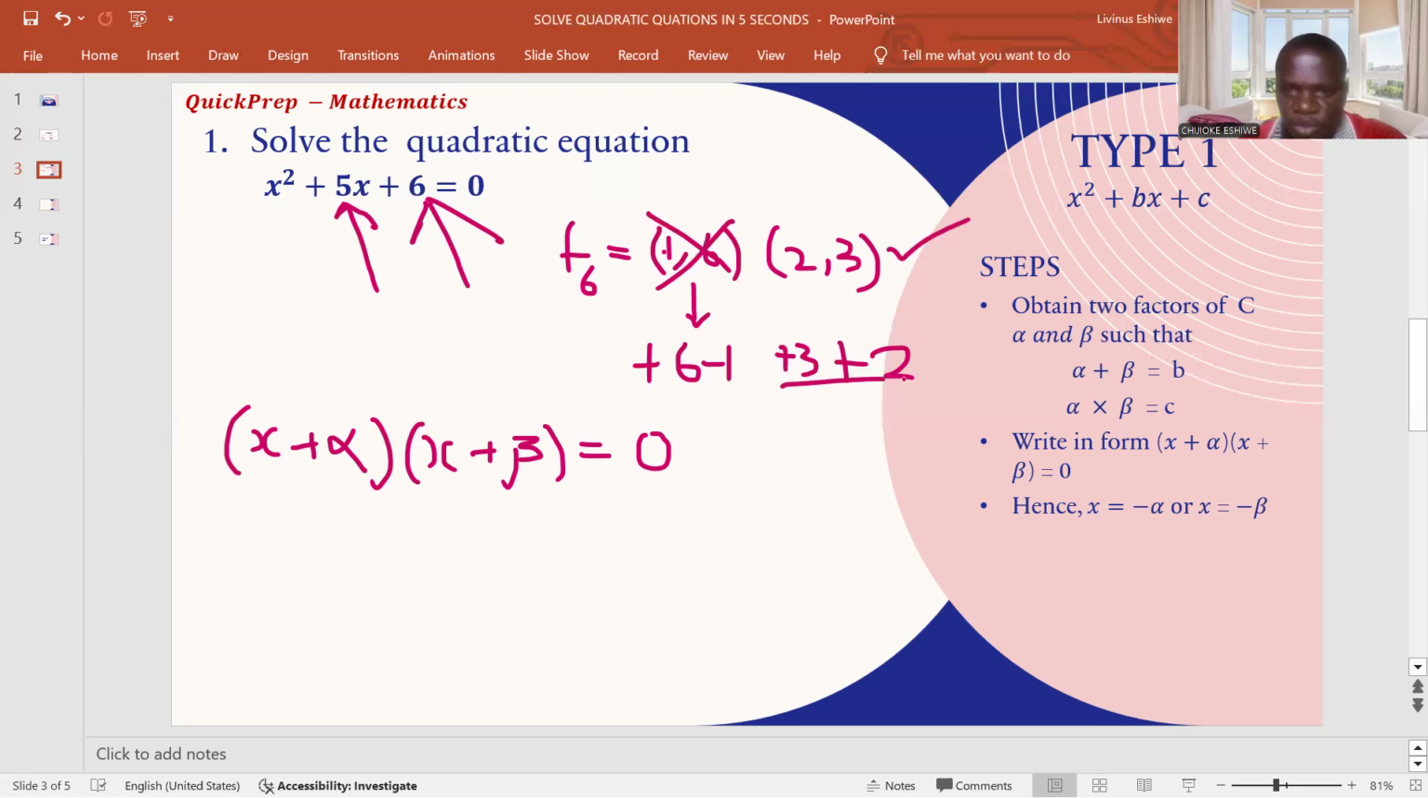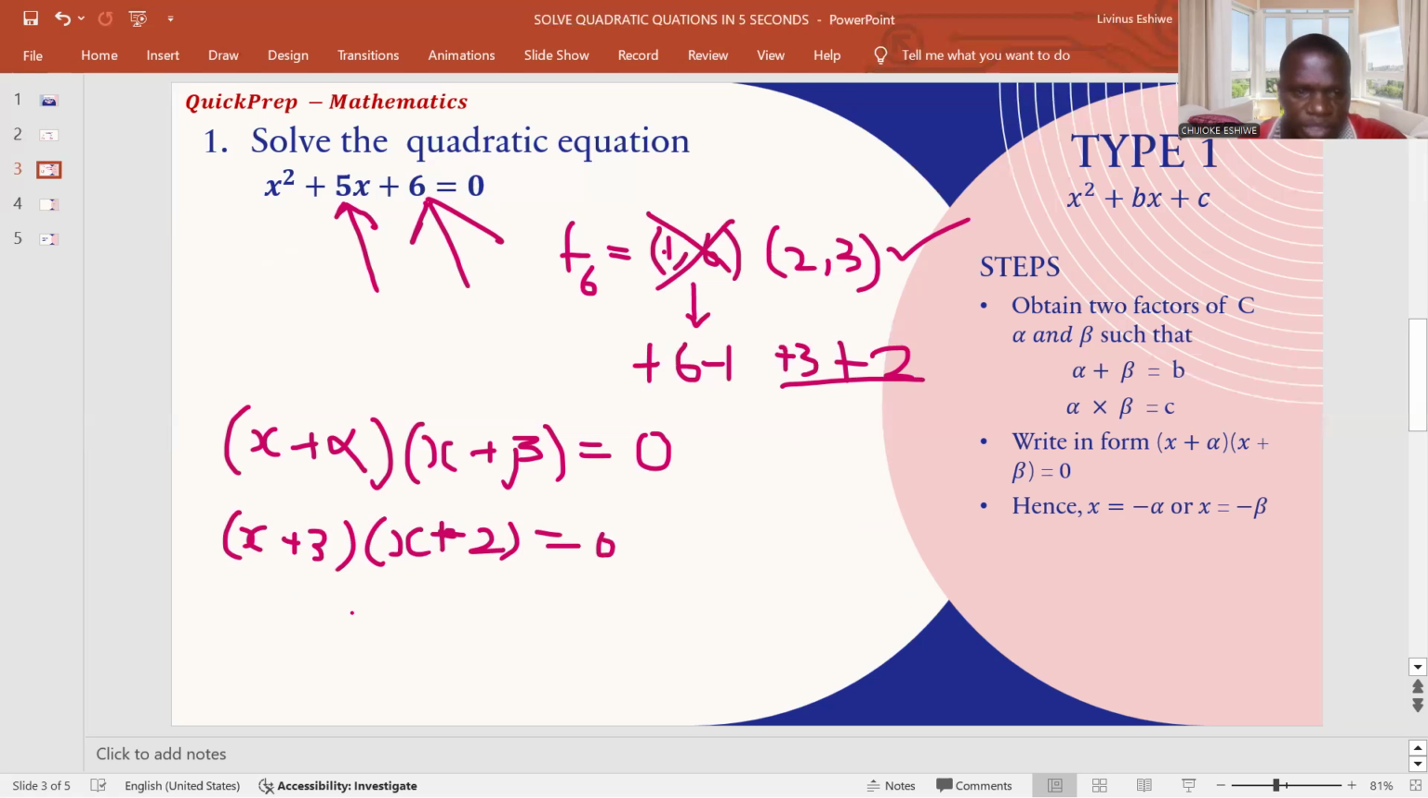Now, this is how we use it down here. As simple as that, that simply means that we are done. So x plus 3, and then x plus 2 equal to 0.